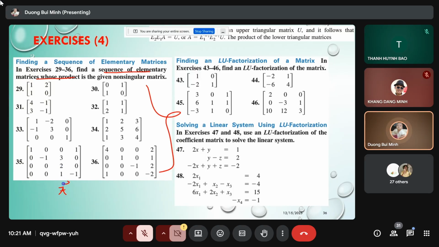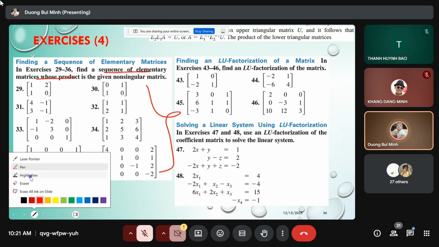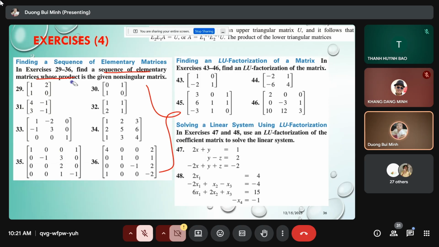And then we can get the inverse of A. Given a non-singular matrix, non-singular means invertible. Invertible matrix means we need to determine the inverse of A. So the inverse of A is Ek times Ek minus 1, and so on, times E1 times I. That means we need to modify this one to become I.